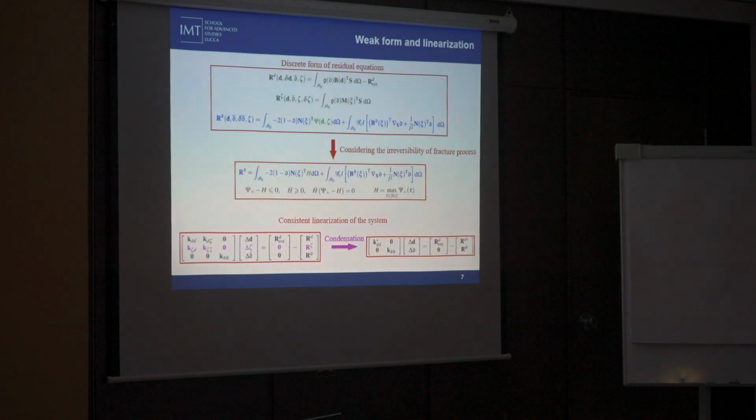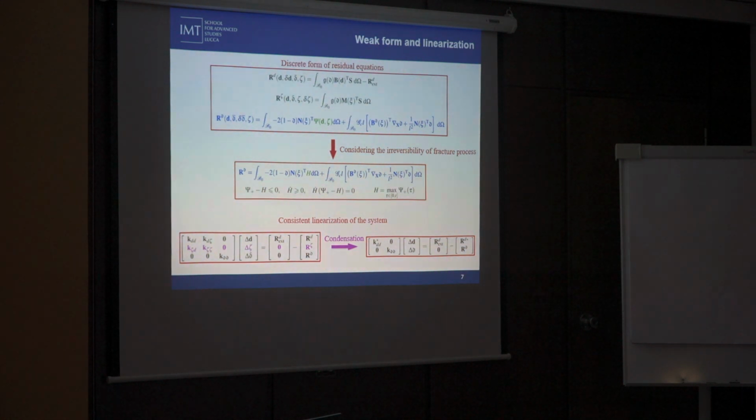Here I will talk about the weak form and the linearization of this phase field solution formulation. So first, the three equations here are the discrete form of residual equations with respect to displacement, phase field, and the incompatible strain field. Considering the irreversibility of a fracture process, a history variable is introduced to modify the phase field equation, and it can be seen here.